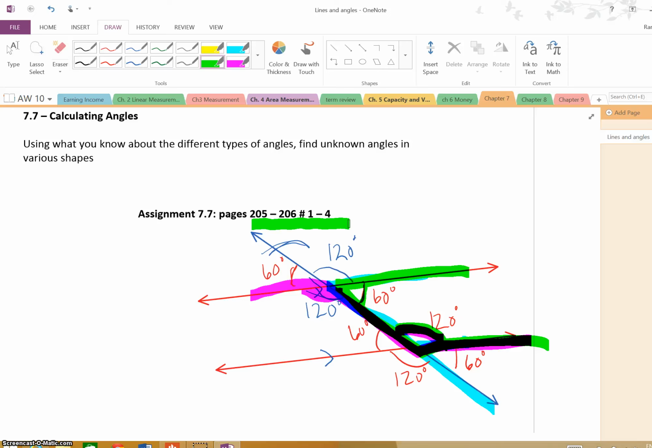Good job. This is the end of our unit, and we'll be having our pre-test in a couple of days. Well done.